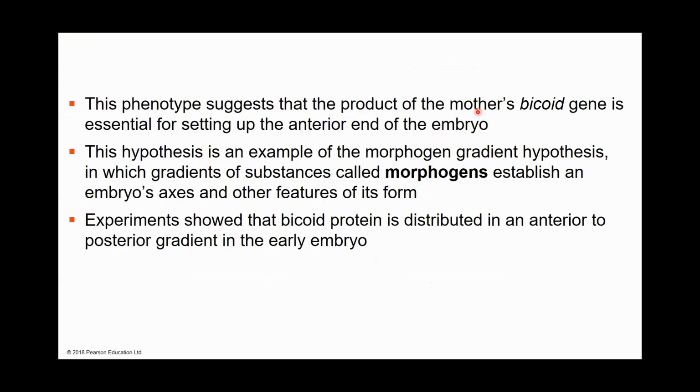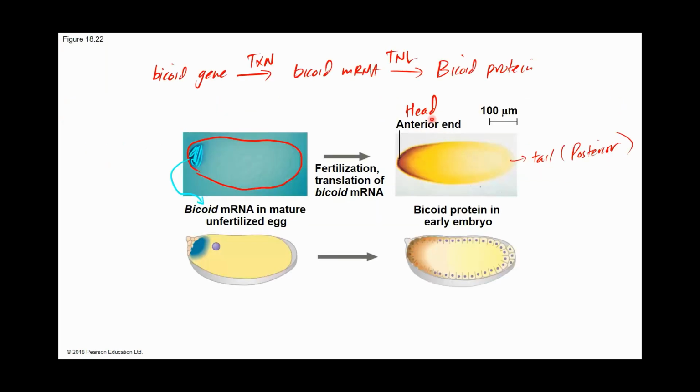And this bicoid, which is a product of the mother genes, was found to be essential for establishing the anterior posterior axis. It is important for establishing the anterior end of the embryo. Wherever it is located, this part of the embryo will become the anterior end or the head. Okay, and the opposite part will become the posterior or the tail.